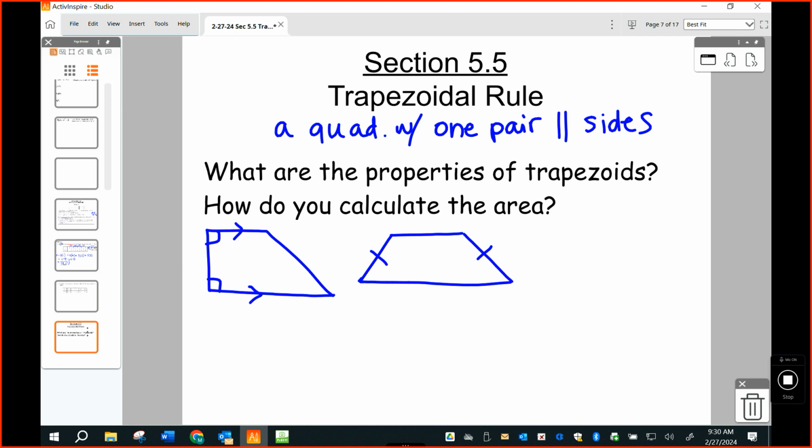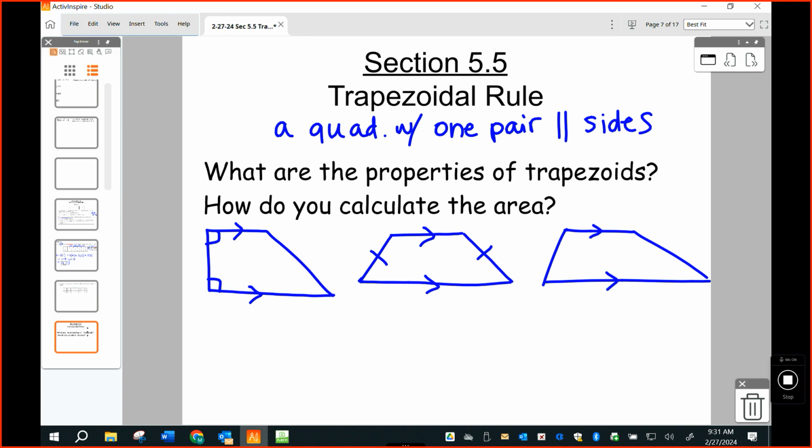Isosceles. This is an isosceles trapezoid where the two legs are congruent to each other. The bases are the ones that are parallel to each other, right? And then of course you just have the weird trapezoids that are not right and are not isosceles, but they still have one pair of parallel sides.